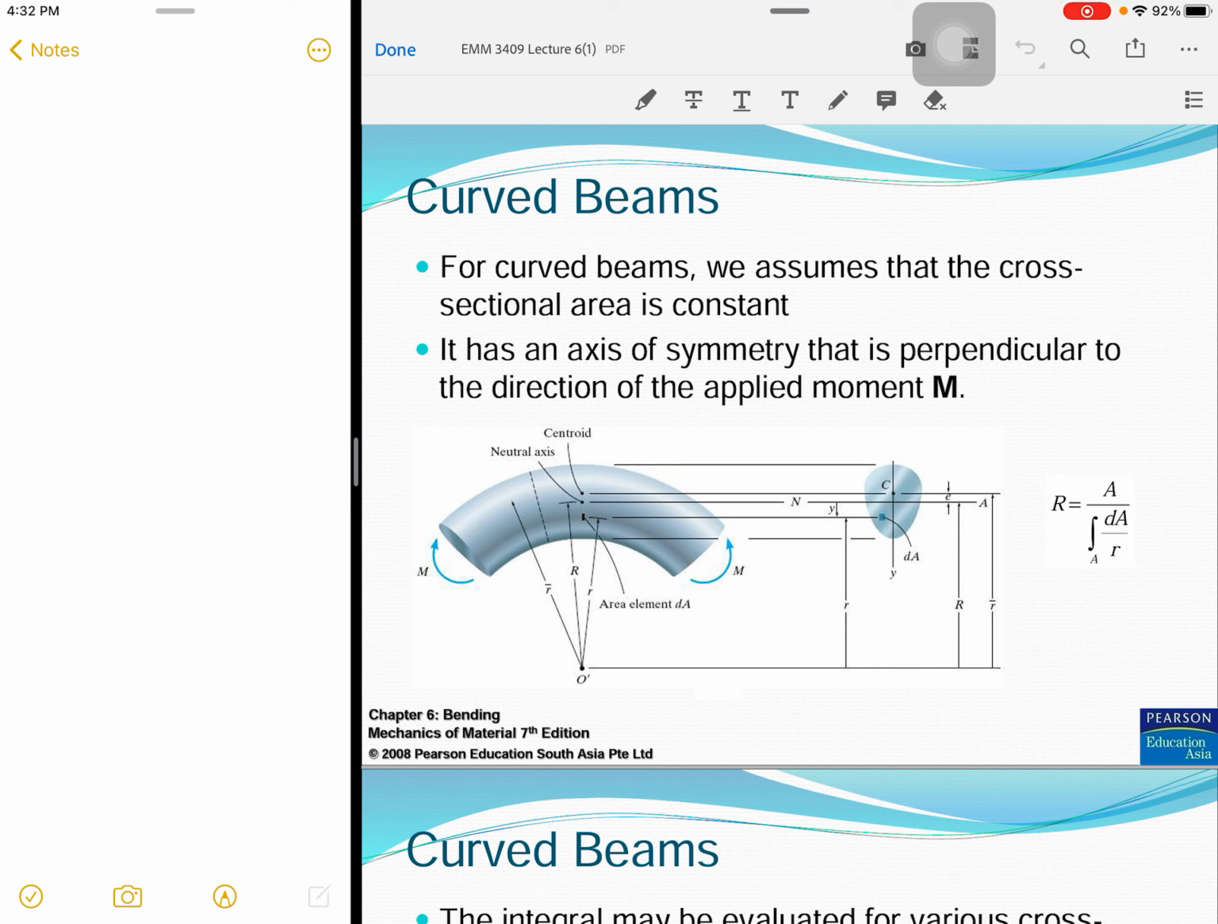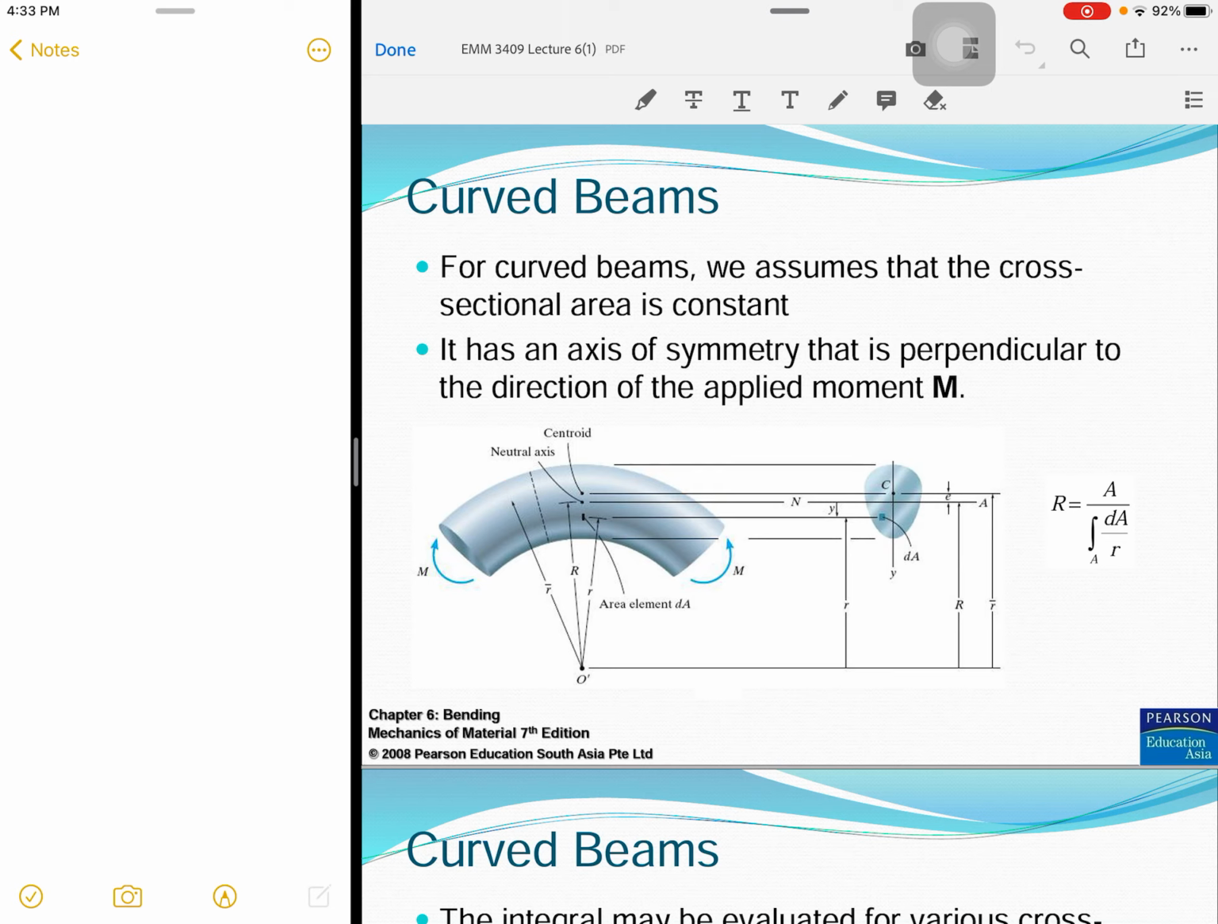Okay, so we are going to continue with our lecture. Today, we are going to enter a new subtopic, which is curved beams. So, as you can see on the diagram, that is what I mean by curved beam.